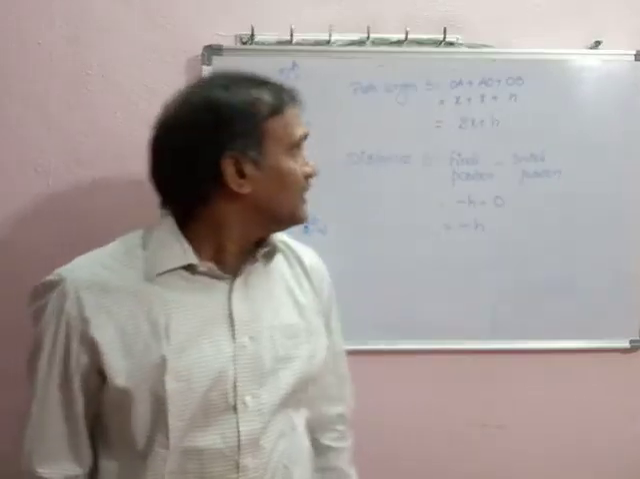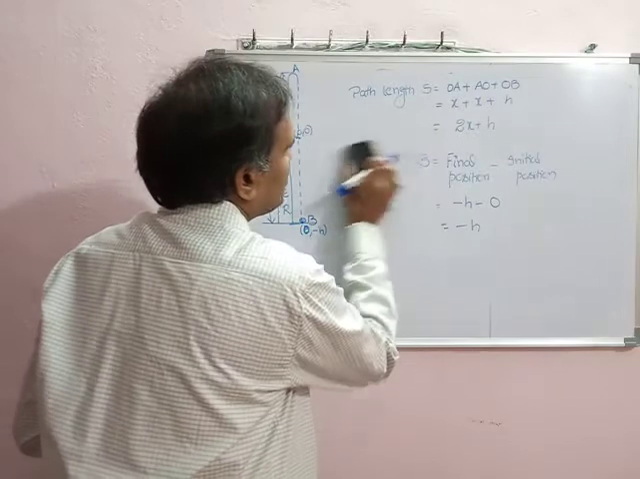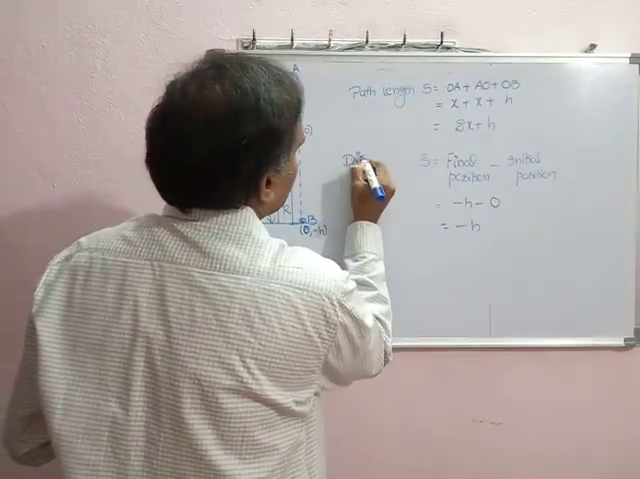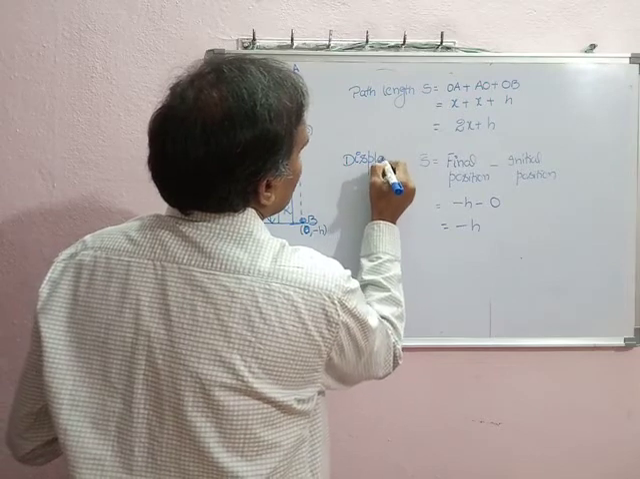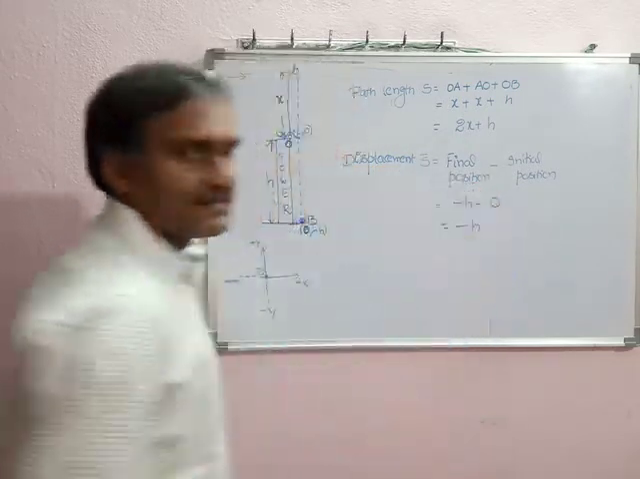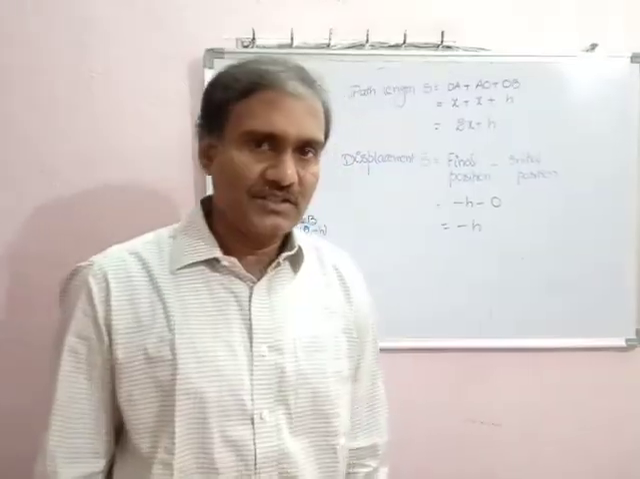Then the displacement. Oh, sorry. Here I wrote it as distance. It is not distance, it is displacement. Displacement S bar is equal to how much? Minus h. Path length is 2x plus h.